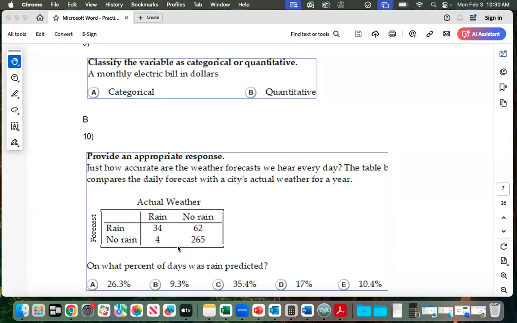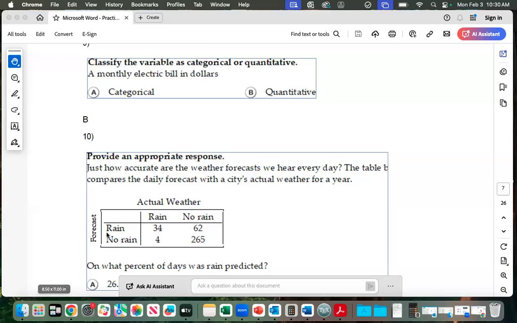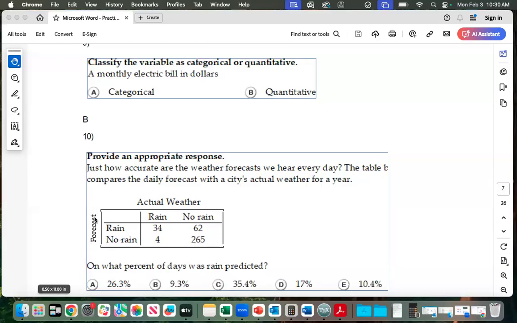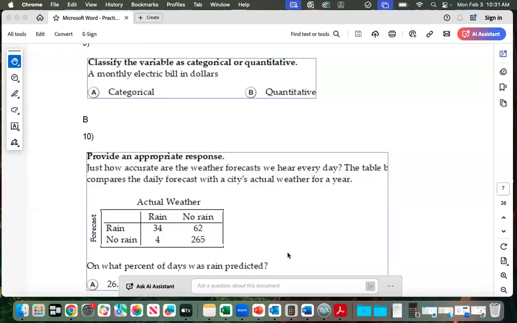So to be able to do that, now we are told on what percent of days was rain predicted. So here is the same as the forecast, right? This is the same as the forecast, or what they are predicting. So here is what actually happened. So here they are saying on what percent of days was rain predicted.